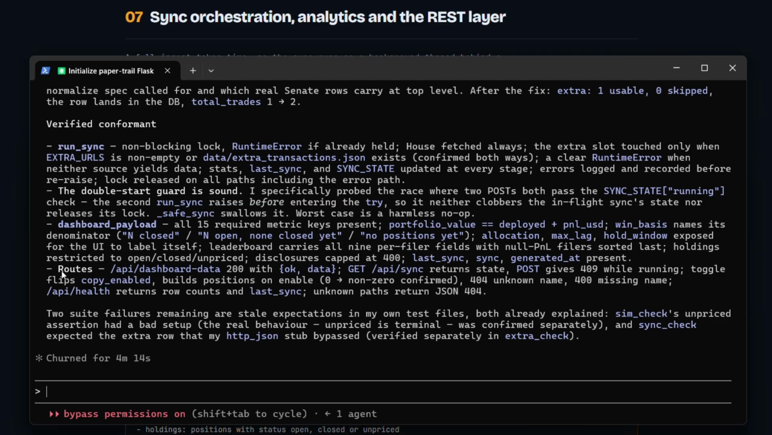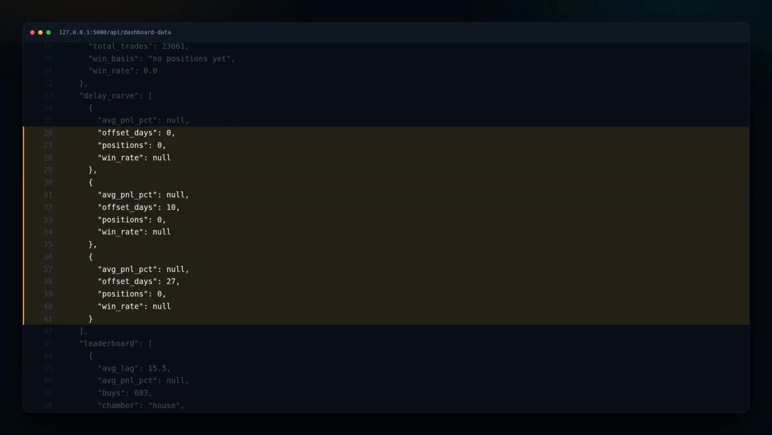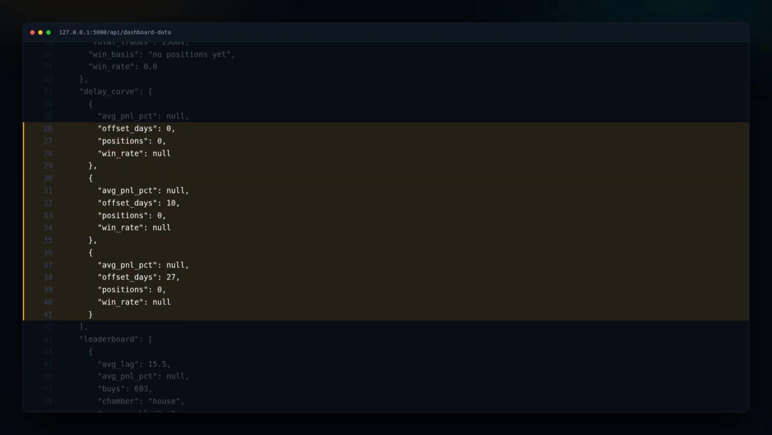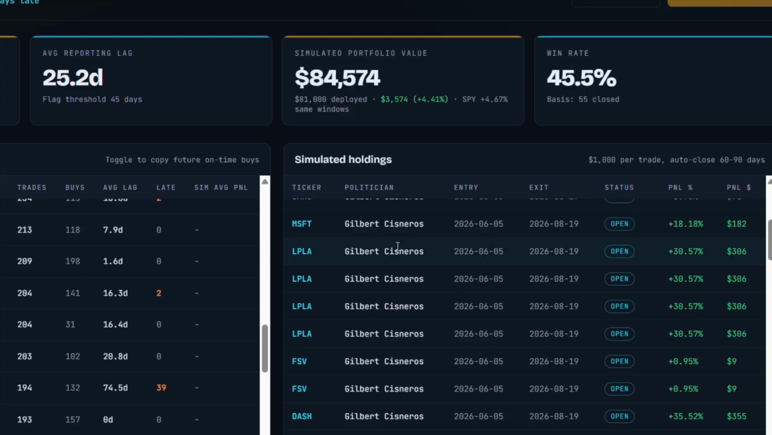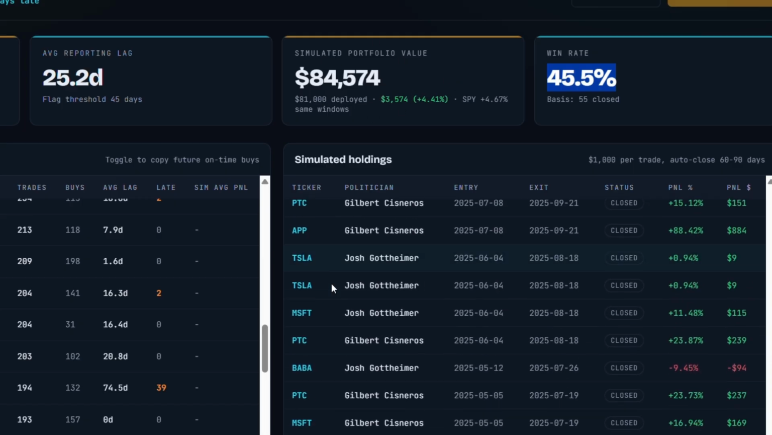The metrics are deliberately plain: total filings tracked, average reporting lag, simulated portfolio value split into what was deployed and what the book has made or lost, and a win rate that tells you what it was calculated from. Closed positions where possible, and openly labeled as unrealized when nothing has closed yet. A win rate without a denominator is decoration.